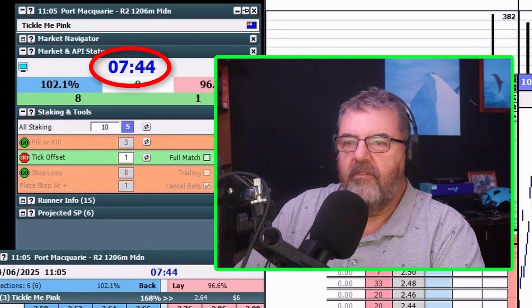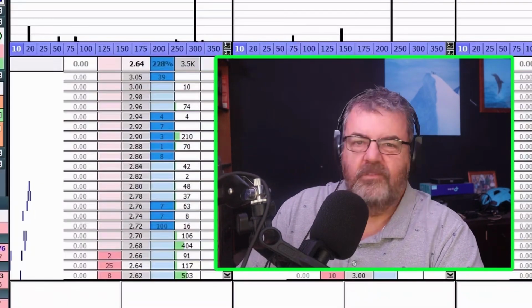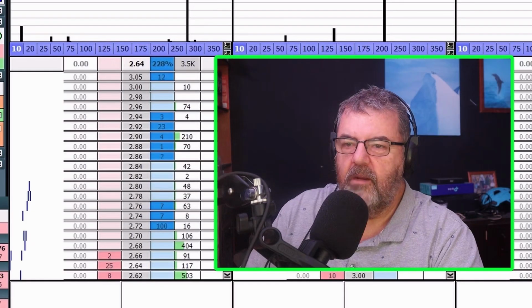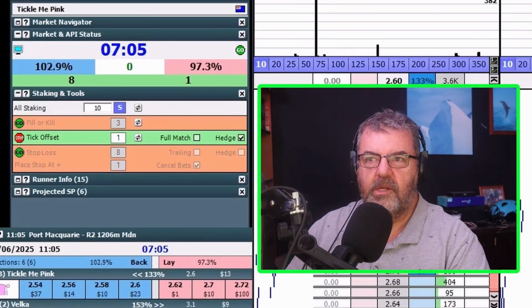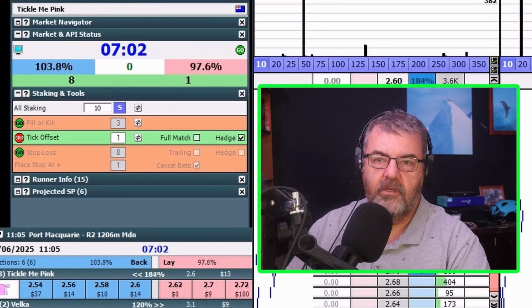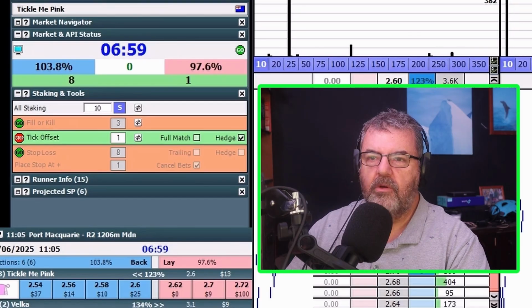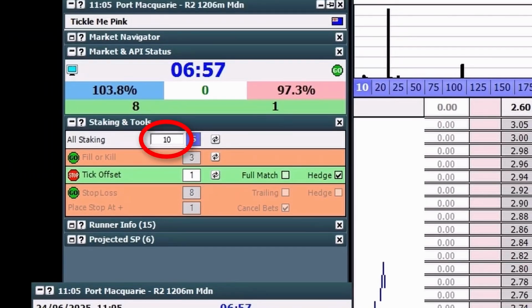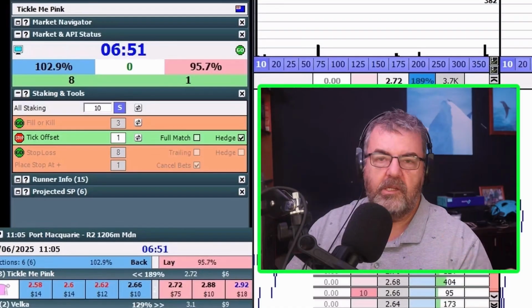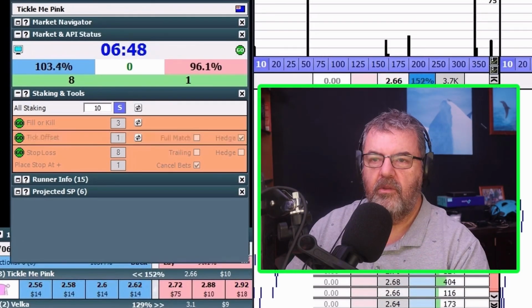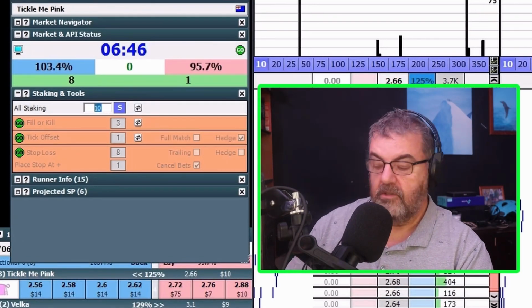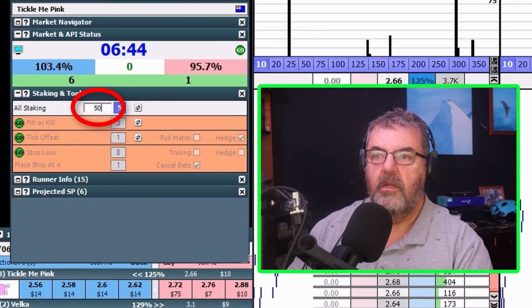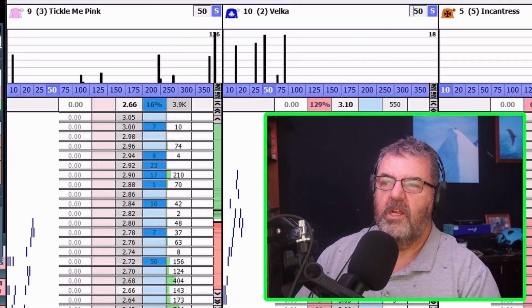Okay, so 7.5, 7.75 minutes to go. Yeah, still lots of gapping. We'll come back in a moment. One of the things I can set up here in the Geeks Toy is exactly how much I want to stake per bet, per trade, whether I want to offset my trade, set a stop loss, or whatever. I'm going to turn all these off. I'm going to set my default to 50. I'll change this to 50 as well.